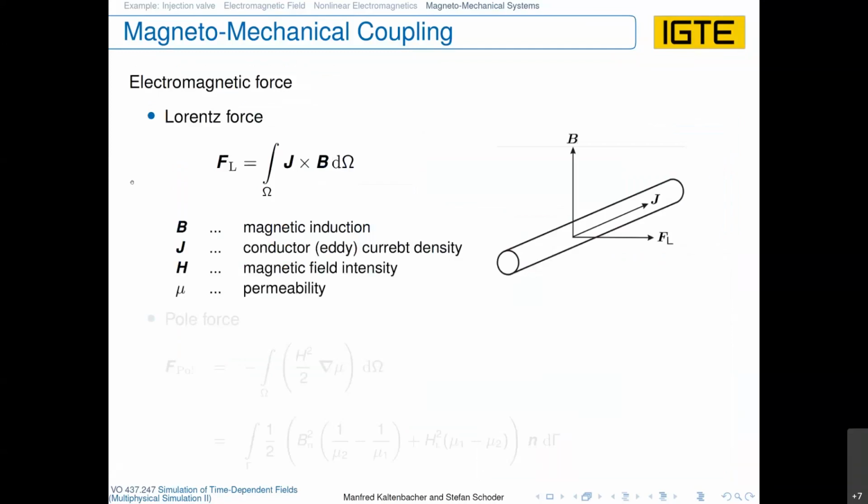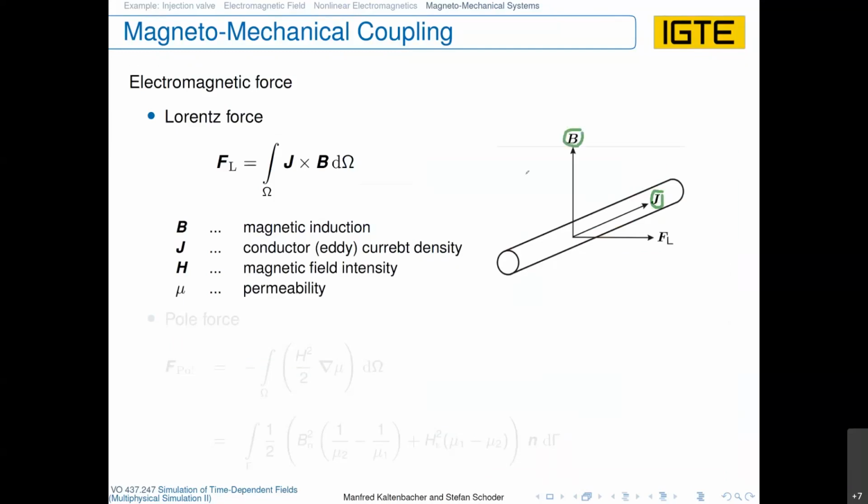Okay, so actually we have this part here because you have electromagnetic forces, and the two main forces are the Lorentz force and the pole force. I think the Lorentz force is well known, the computation. If you have, as shown here, any current carrying conductor, so we have here the current density flowing in this direction, and this is within a magnetic field B.